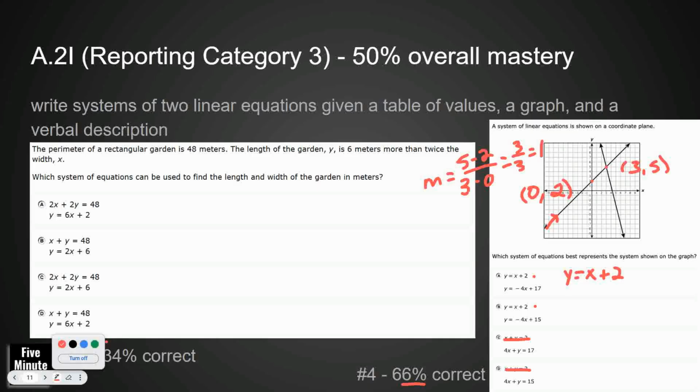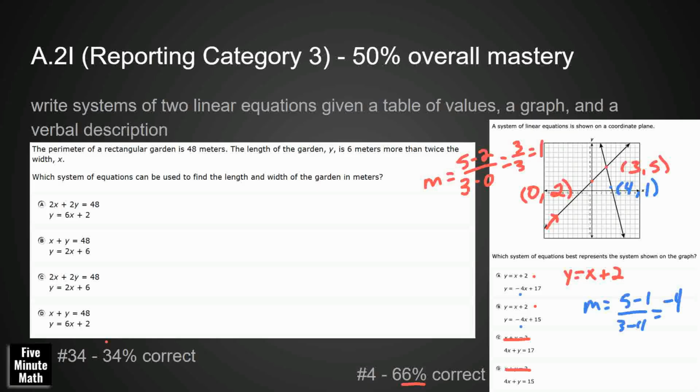Now I need a second point for this other line. It looks like it almost crosses the x-axis at 4, but not quite. It looks like it goes right there through 4, 1. And so we're going to use that, and we'll do our same thing. So m equals 5 minus 1 over 3 minus 4. So that's going to end up being negative 4 because it's 4 over negative 1. So that makes sense. Those are both negative 4s.